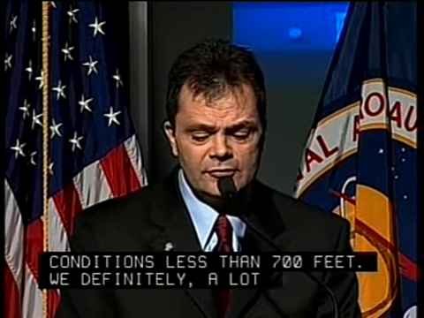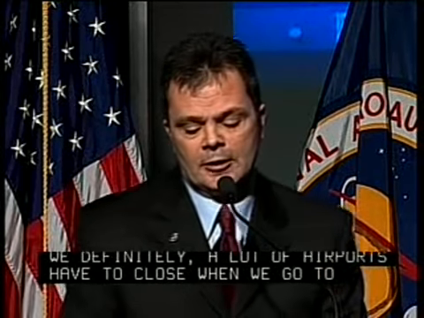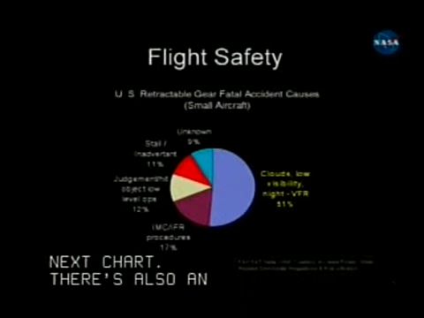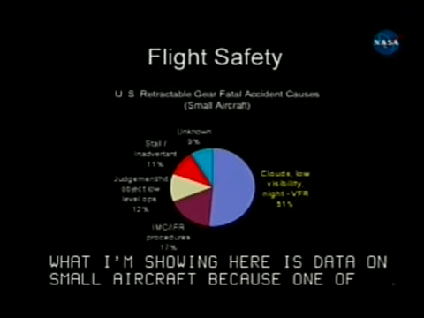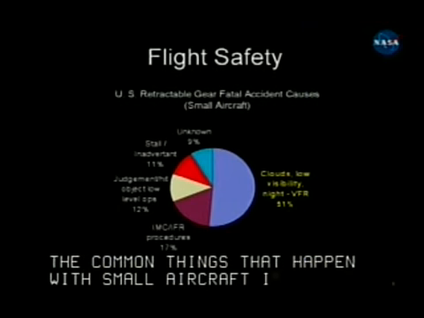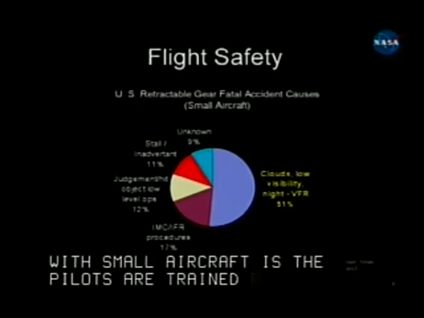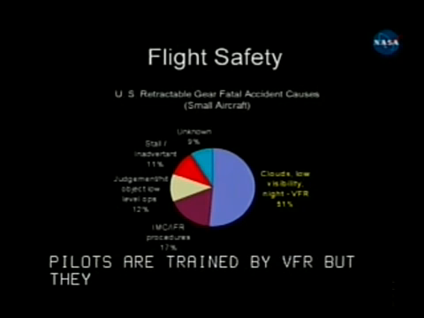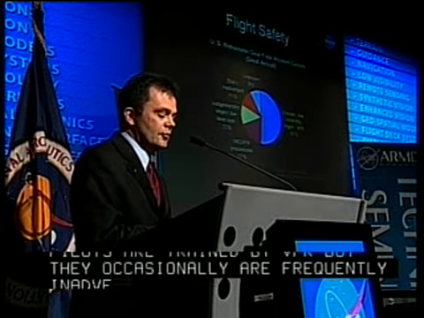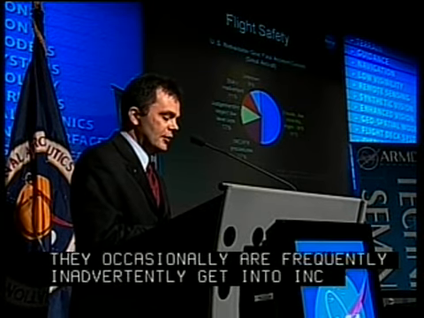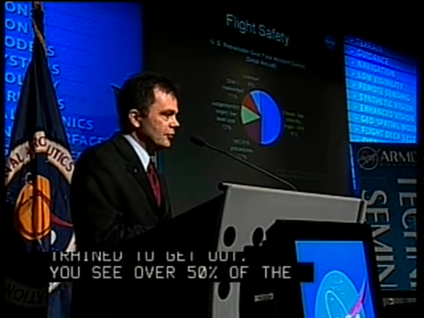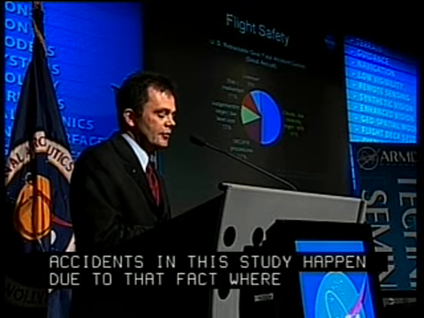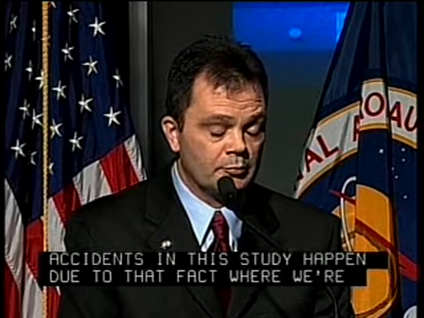Next chart. There's also an impact on flight safety. What I'm showing here is some data on small aircraft, because one of the common things that happen with small aircraft is the pilots are trained by VFR, but they occasionally or frequently inadvertently get into IMC conditions, bad weather, and they're not trained to get out. And so you see over 50% of the accidents in this study happen due to that fact, where we're getting into IMC, low visibility, clouds, night, and we have an accident because we're, in most cases, not properly trained or equipped.